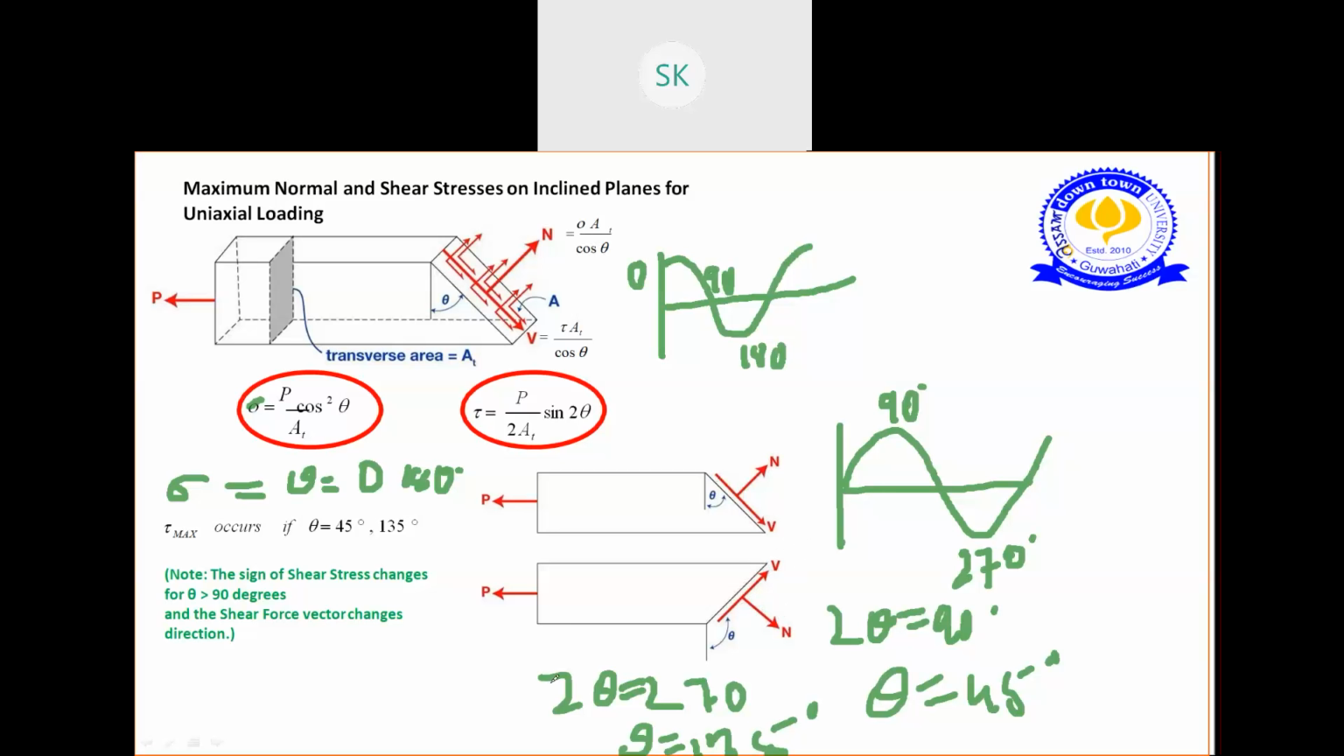The most important result from this part, a GATE question came from this, I don't remember the year. From the whole explanation, one important thing you should know is about this. Tau max, when will be your sigma max? What is the magnitude of sigma max?